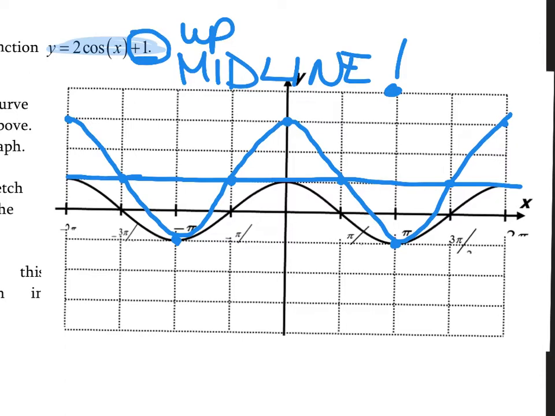And a little reminder, I went up 2 because of that. I came back to my midline and went down 2 because of that. And that was from the previous lesson.